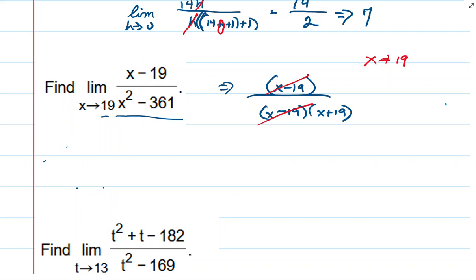This one's busy, so now we're taking the limit as x approaches 19 of 1 over x plus 19. And that's going to give me a value of 1 over 38 if I did the math right. Snazzy, right?